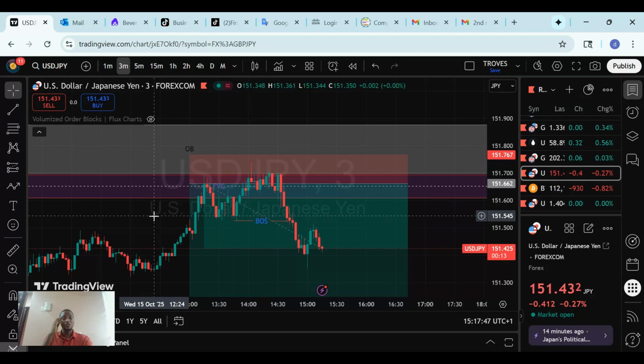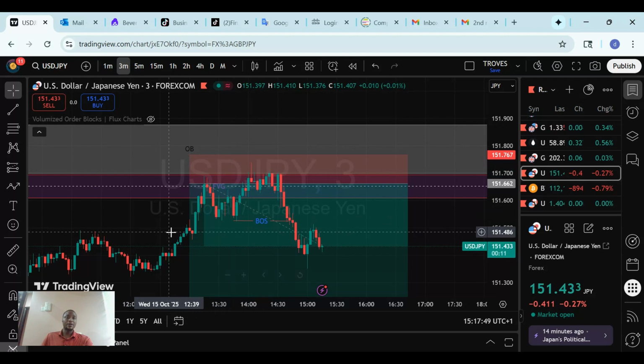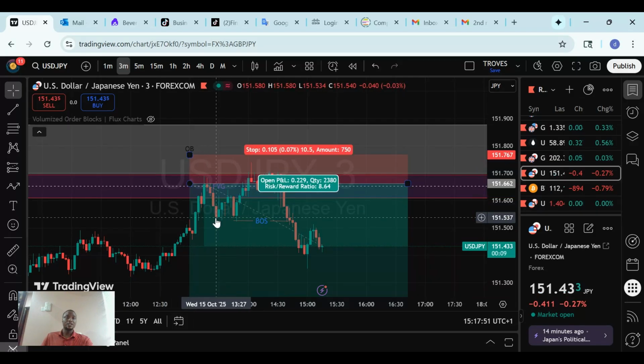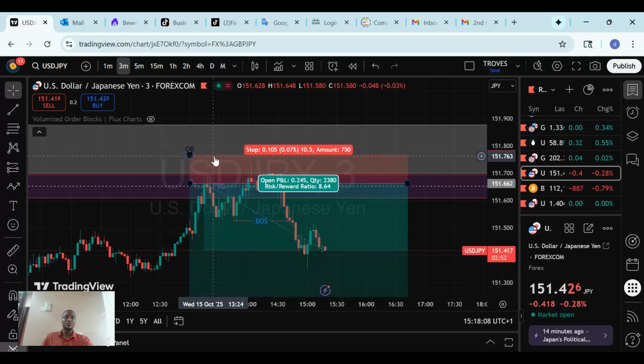Now, I used confirmation entry. This is what I did. I waited for price to tap into this FVG, rejected back, came back into the FVG and broke into the order block. Immediately I saw this long candle wick rejection in the 3 minutes time frame, I entered my trade. That is where you see my entry position, somewhere around here, and then my protective stop loss is somewhere around here.